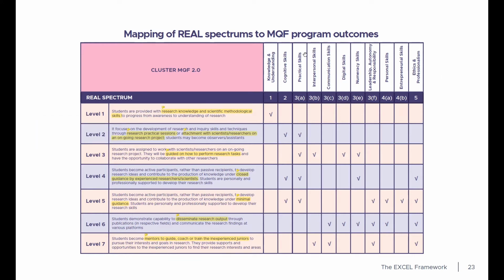Level 1, students are provided with research knowledge and scientific methodology skill to progress from awareness to understanding. So this is PO1, our traditional PO1, the knowledge and understanding. And then level 2 is focused on the development of research and inquiry skill and technique through the research practical sessions and attachment with scientists on ongoing research projects. Students may become observer or assistant. So these are more on the cognitive skill, critical thinking and practical skill. So what we are looking at is the students started to develop some practical skill.